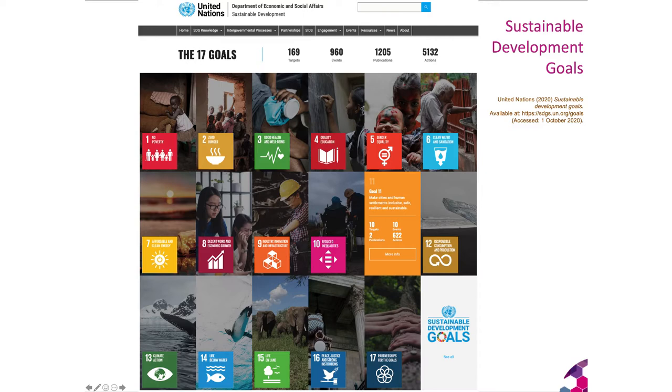As you can see, if you want to look at the SDGs in more detail, the reference is given, so please have a look at them and explore them.